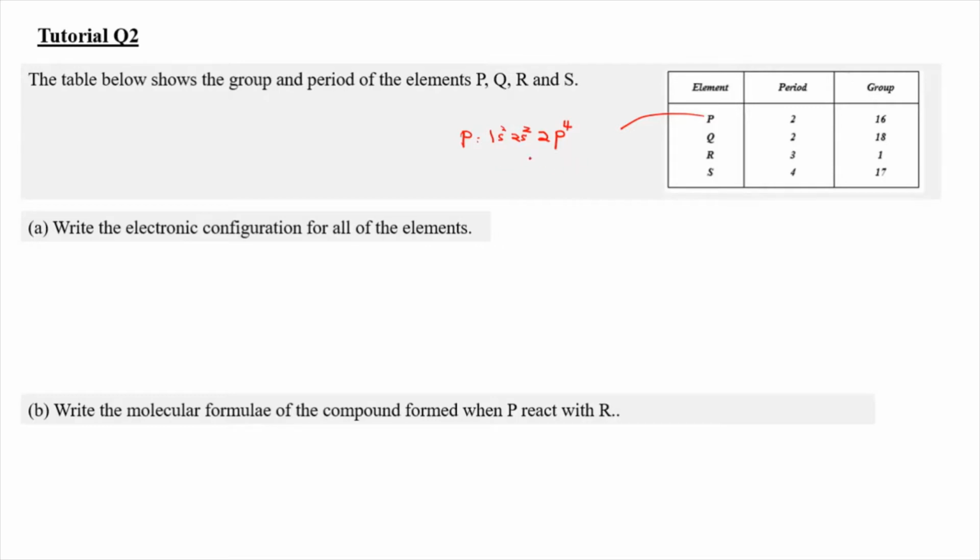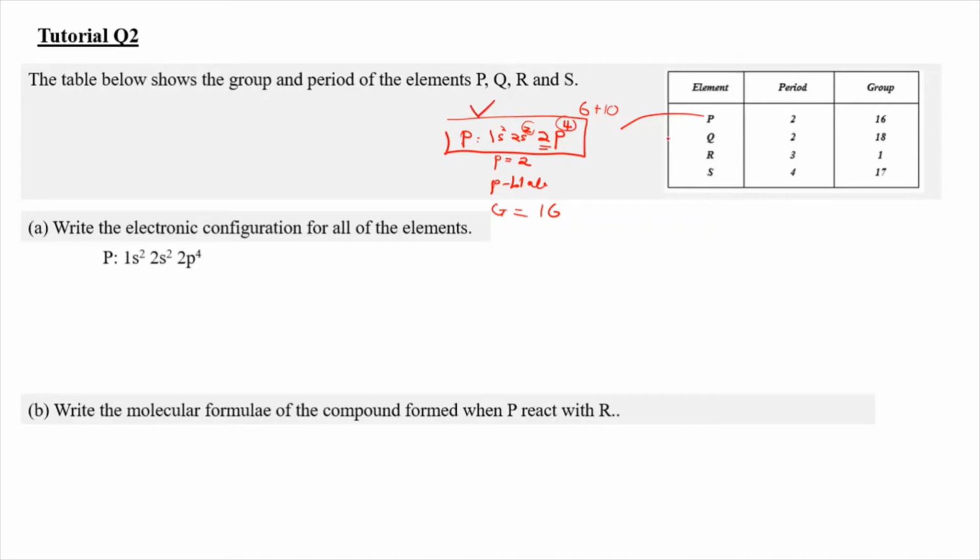If you go back, you can convert it to the same information. From here, your period is equal to 2, and it is located in the p block because you have ns2 and p4. To find the group, it is 2 plus 4, which is 6, and then you add 10, which is 16. So you know that the configuration here is correct.